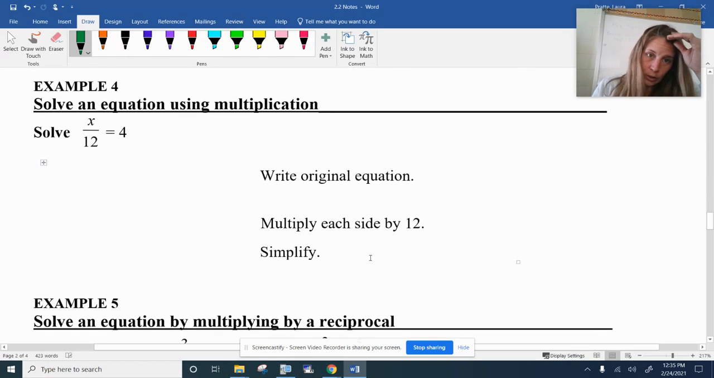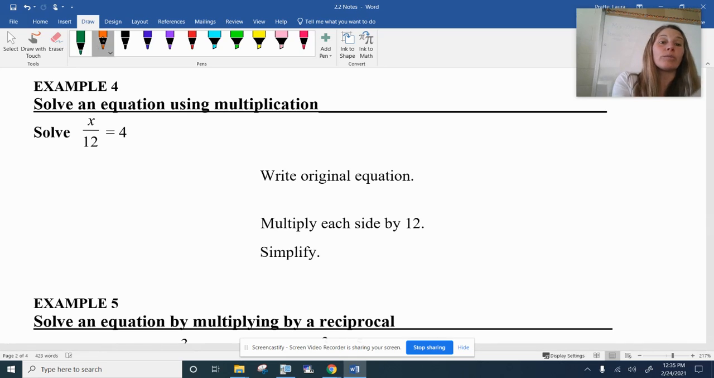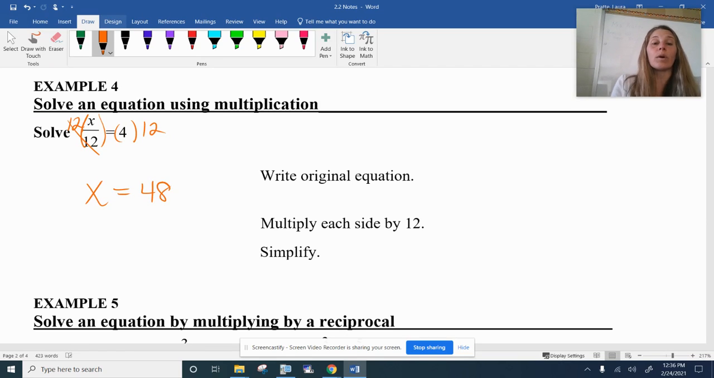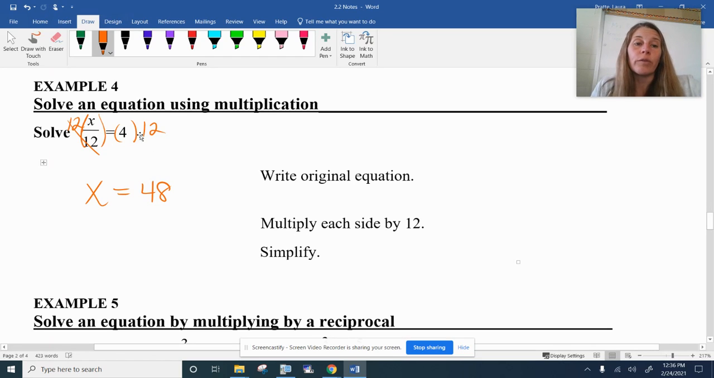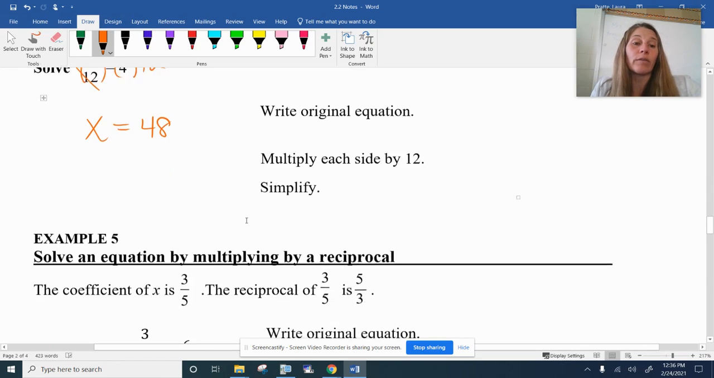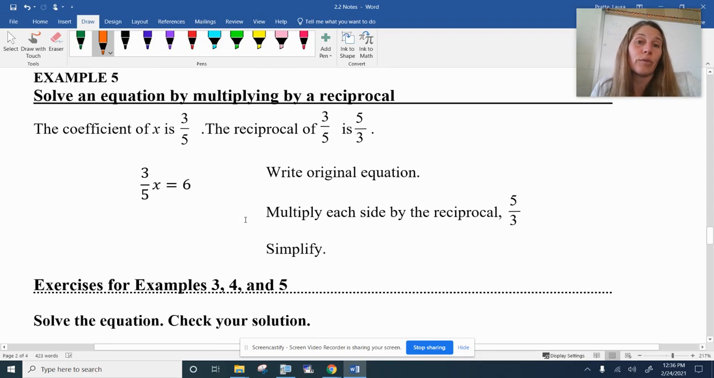And finally, solving an equation using the multiplication property would be used when we have a division problem. So here we have x divided by 12 equals 4. My inverse operation would be to multiply, and so we would want to multiply by that denominator there. That leaves me with x equals, and then 4 times 12 is 48. It's also commonly referred to as multiplying by the reciprocal, which actually comes into play when you have a full fraction, like I will show you in example 5.